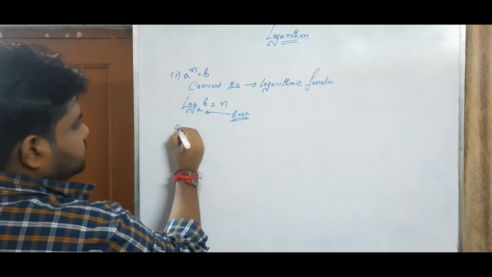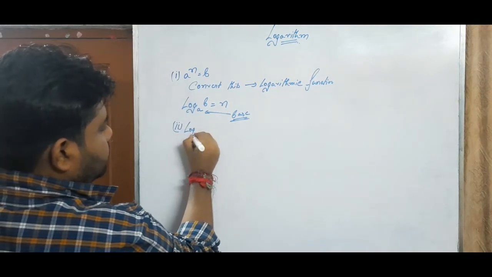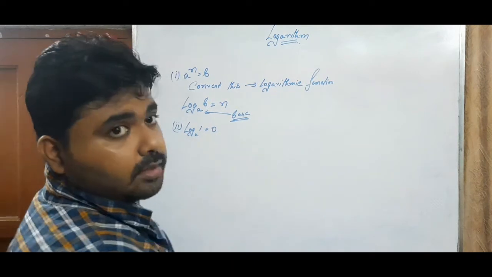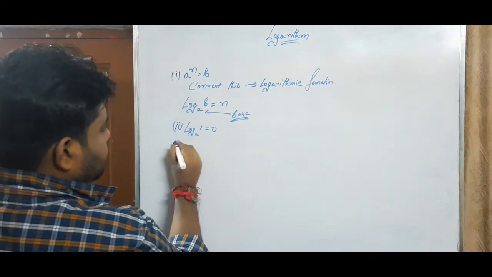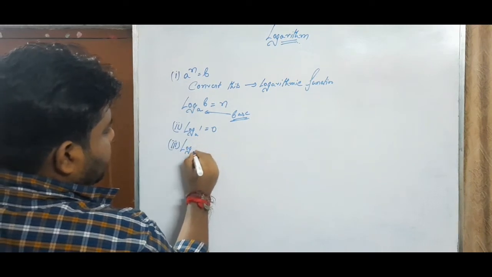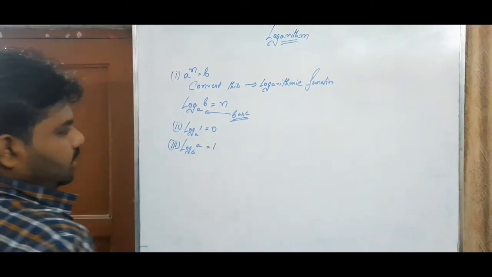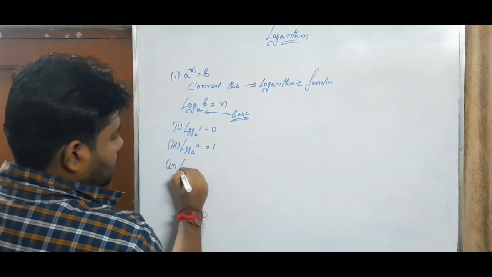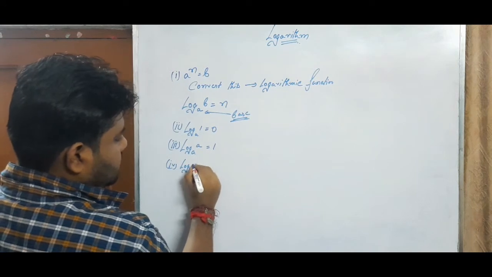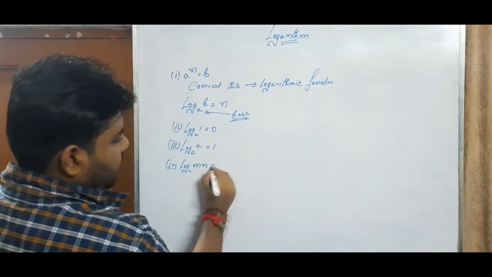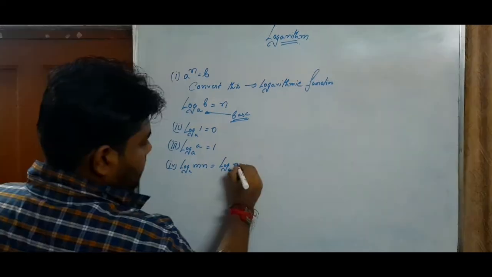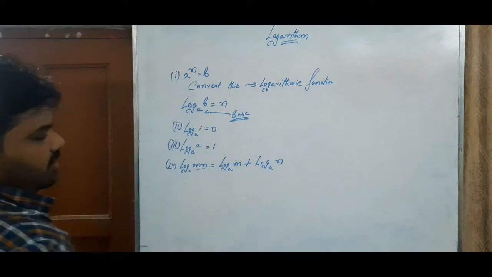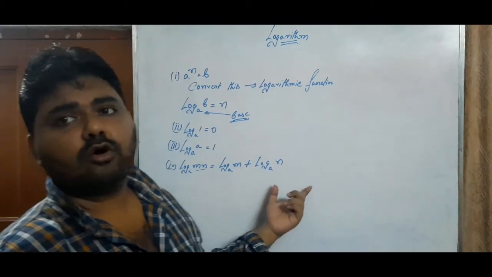Second one, log of 1 equals 0. That means log 1 equals 0. Number 3, log a base a equals 1. Okay, that is the same. Next, log of mn we can write as log m plus log n. That means log of mn means log of m plus log of n.